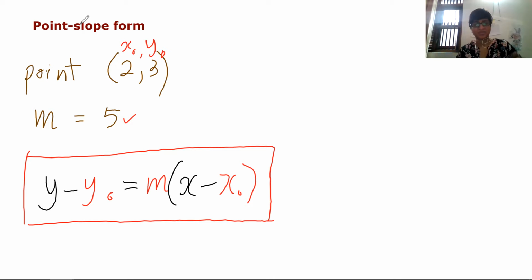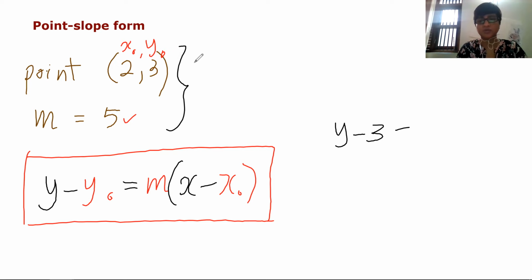So for example, for the example I've taken, if I give you that the point on a line is 2, 3, and the gradient is 5, and ask you to write the equation of that line, you can simply do it. The equation of this line is y minus 3 is equal to 5 times x minus 2. That's it. That's the equation.